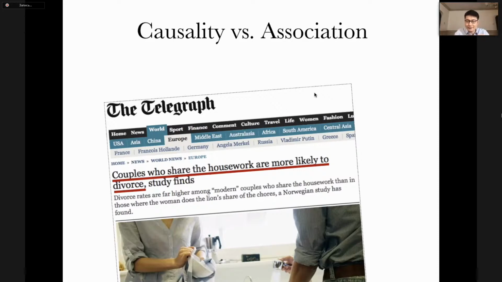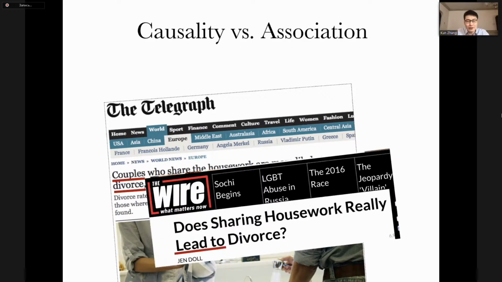So that's why it's not surprising that people had a lot of follow-up discussions. For instance, right here you can see, does sharing housework really lead to divorce? So for us, we want to get some information as to what we can do to make things better, right? That means we really want to find the causal understanding of the phenomenon. Right here, we use the word lead to, so this is the causal. We want to find the cause. We want to see whether this relationship is causal or not. And without the causal understanding, we cannot really change the environment properly.